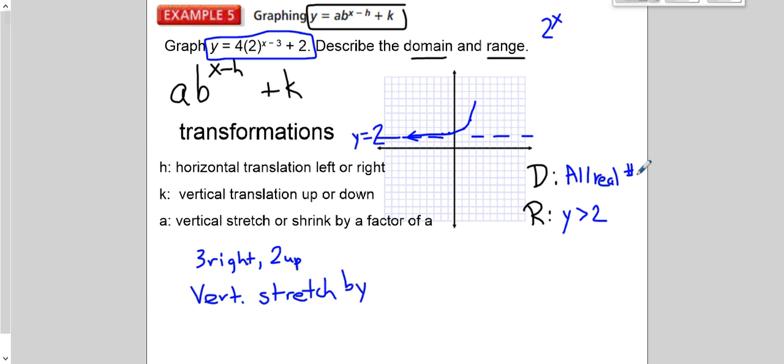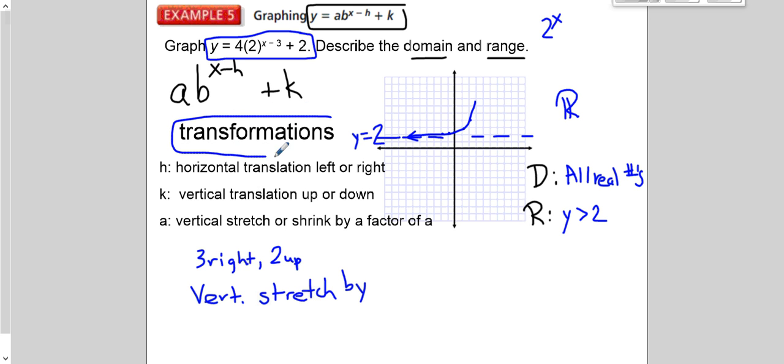Do you remember the symbol for all real numbers? You can do an R with a double line here, and that means all real numbers. So that's the other choice for writing all real numbers. So there's our domain, our range, and our graph. We did use Desmos.com to help us with this one.